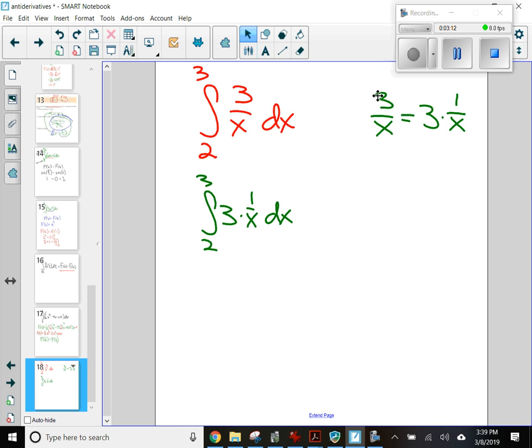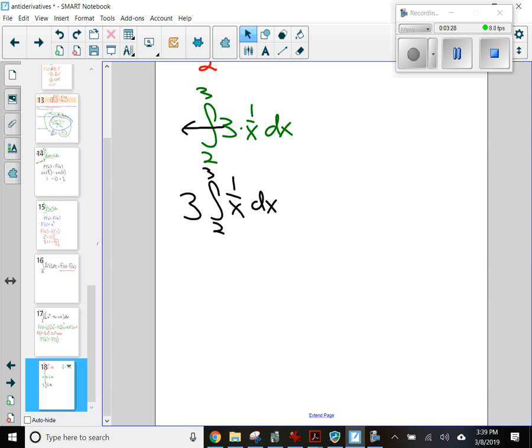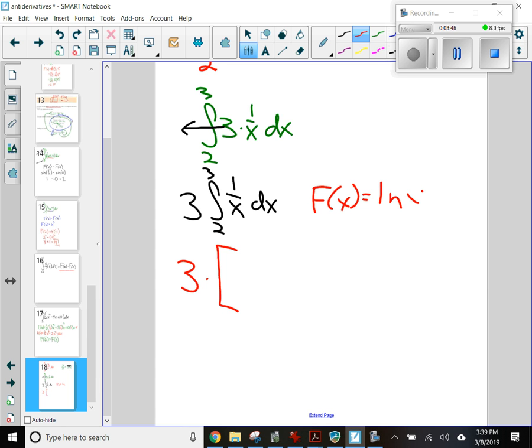I'm going to take my 3 and pull it through the integral. So I have 3 times the integral from 2 to 3 of 1 over x dx. And now I recognize the 1 over x. The antiderivative of that is the natural log of x. So what I have is 3 times, well, my big F of x is equal to ln x.